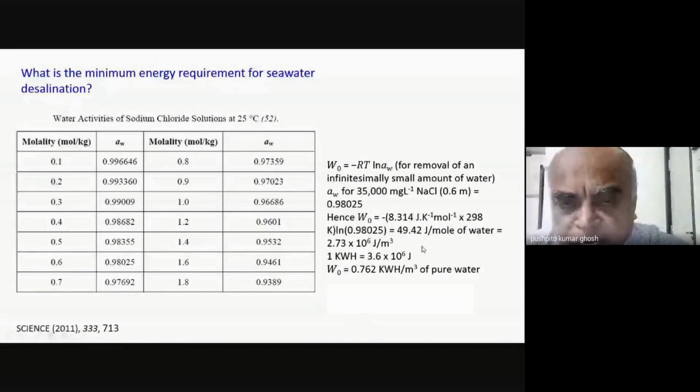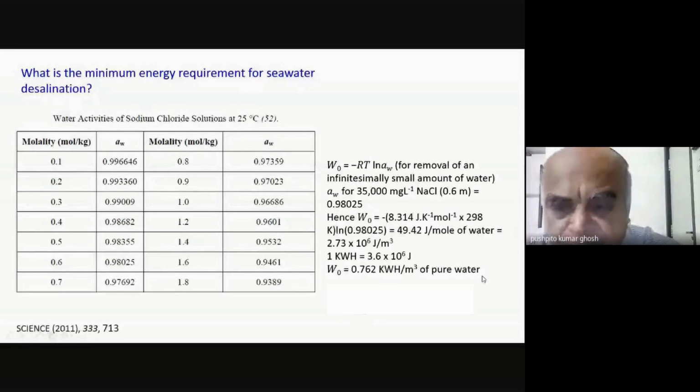If you go to any data on plants, you'll find that they express it in kilowatt hour per meter cube. So for that, 1 kilowatt hour is equal to 3.6 into 10 to the power 6 joule, because there are 3,600 seconds in 1 hour multiplied by 1,000 joule in 1 kilojoule. So I get my 3.6 into 10 to the power 6. I divide this value by this, and you can see that your work is equal to 0.762 kilowatt hour per meter cube of pure water.